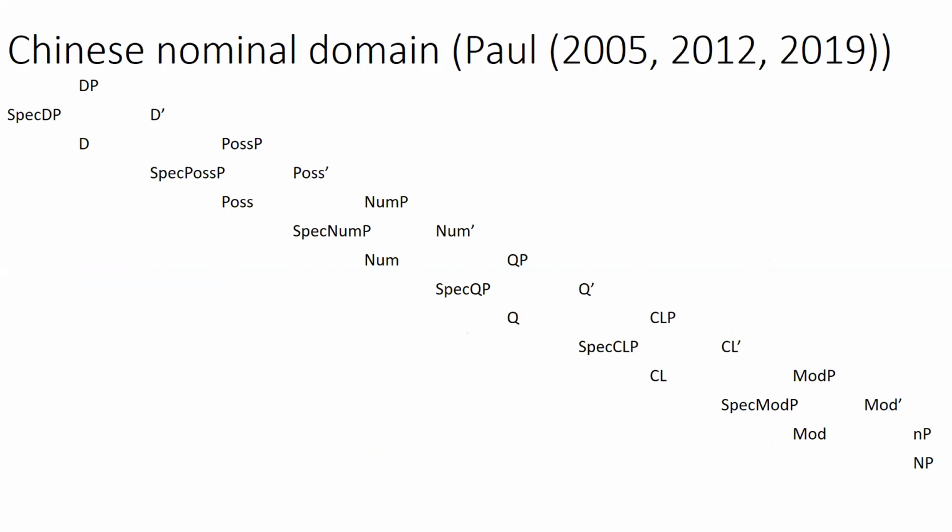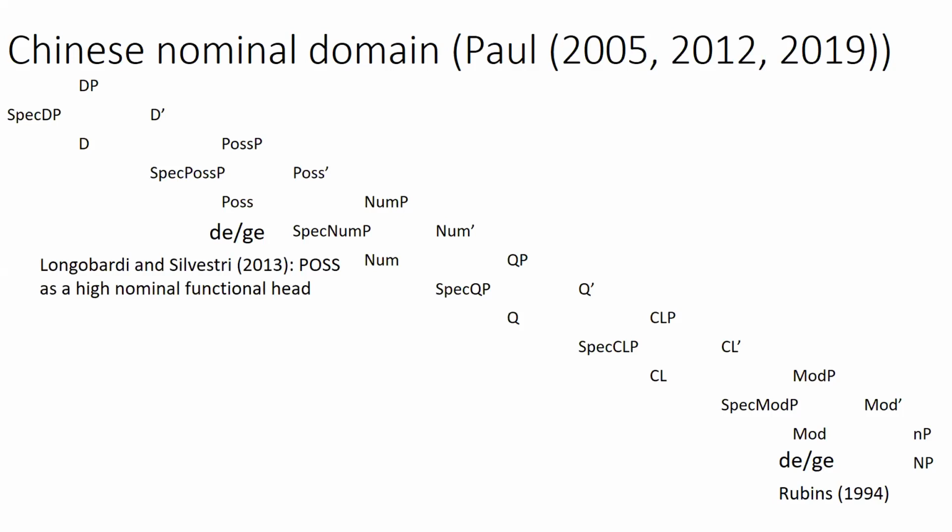If we look at the formal representation as given here, de and ge can be merged in mod. Here I'm following Ed Rubin's famous dissertation where he argues that there's a distinct node denoting modification in the nominal domain, and where de and ge can be said to be merged. De and ge can also be merged in pos, denoting possession. Again, here, people like Pino Longobardi and Giusy Silvestri have argued that there is a pos node denoting possession in the nominal domain. And here, they've argued that pos is relatively high, in accordance with the projection principles of thematic arguments in the nominal domain. And this ties in with the Chinese data that we saw on the previous slide as well.